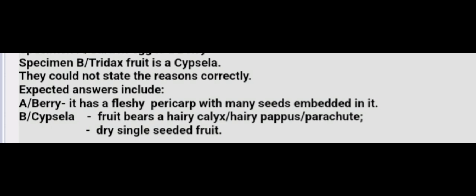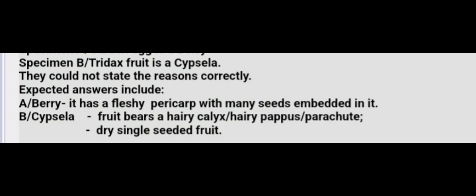And the examples of this cypsela are the Tridax fruits. So that's our specimen M, Tridax fruit. Tridax fruit is a cypsela. And the mode of dispersion of Tridax, like we've just said, is that it can be carried from place to place by the wind. So it's dispersed by wind.